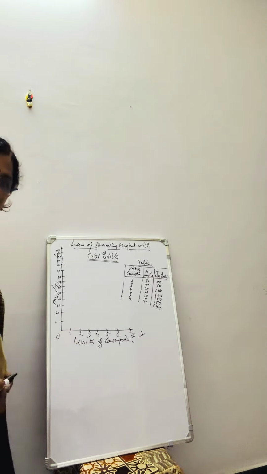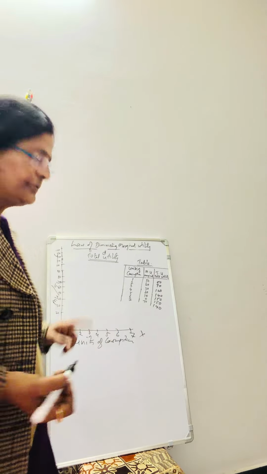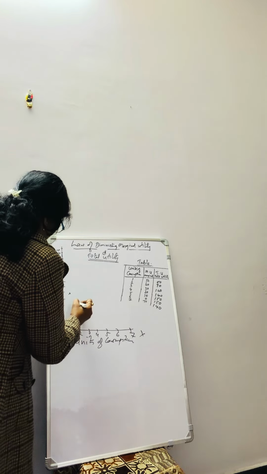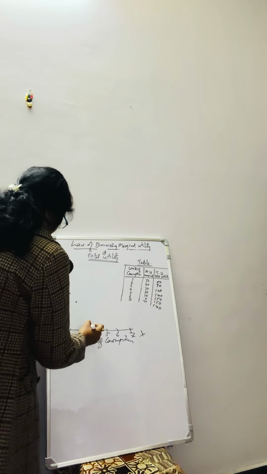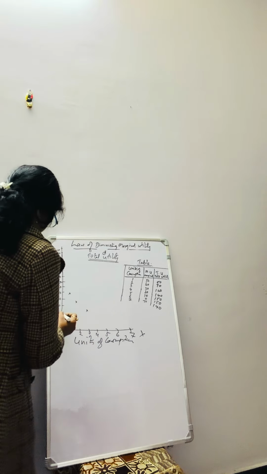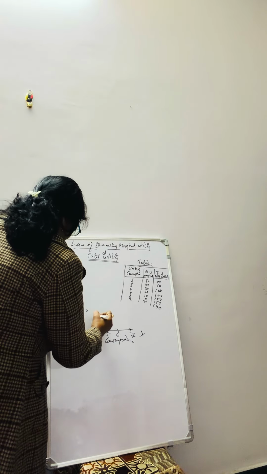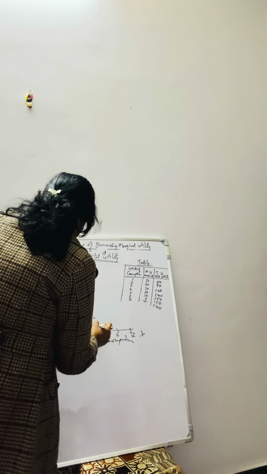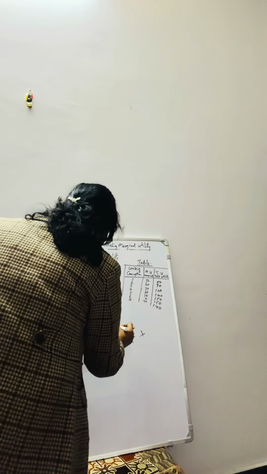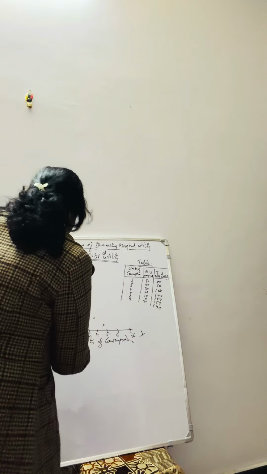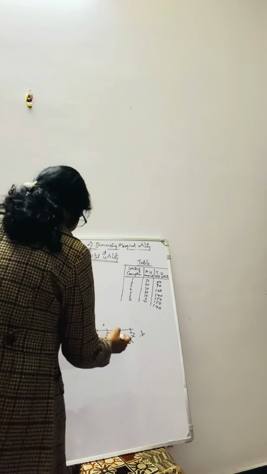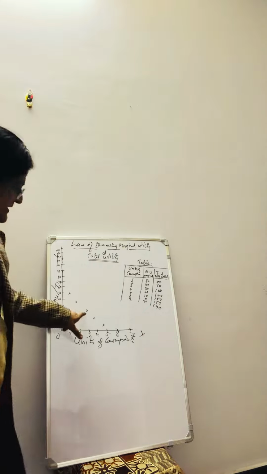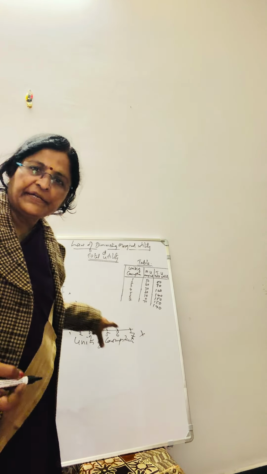In the previous class, we have seen that the first unit gave 50 marginal utility, the second unit gave 40, the third unit gave 30, the fourth unit gave 20, the fifth unit gave 10, the sixth unit gave 0, and the seventh unit gave minus. Now this is the marginal utility, which is sloping downward.